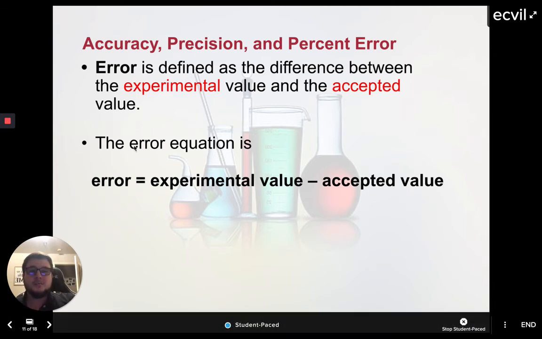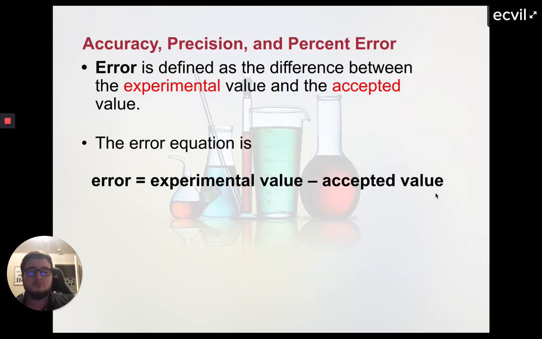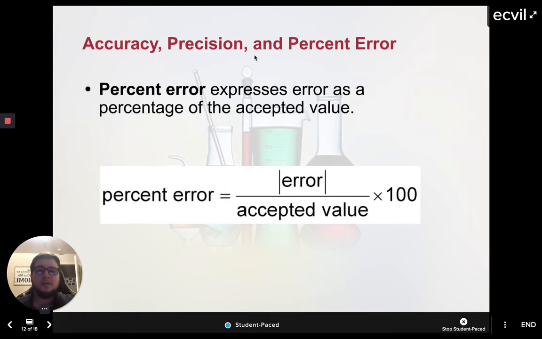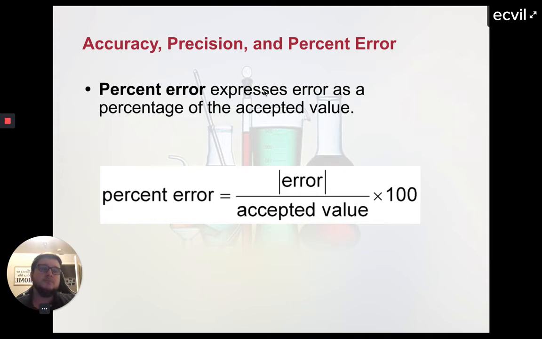Okay, so error is pretty easy. It's really just asking the question, how much am I off by? And if you can answer that by subtracting numbers, then you're good to go. All right, then percent error follows this formula. Percent error expresses error as a percentage of the accepted value. So again, if I'm 200 pounds, using that as the example, and I'm 30 pounds off, well, I want to express that as a percentage of 200.